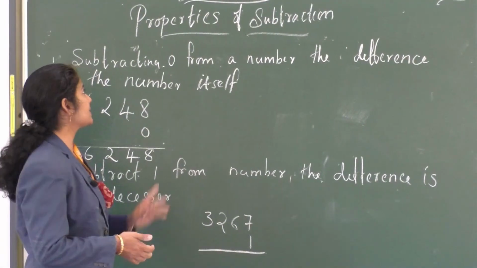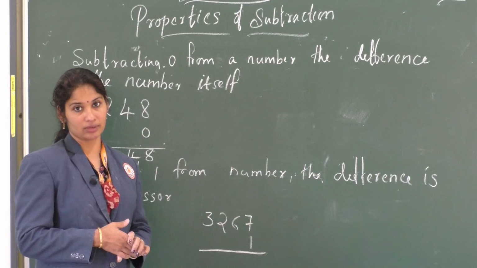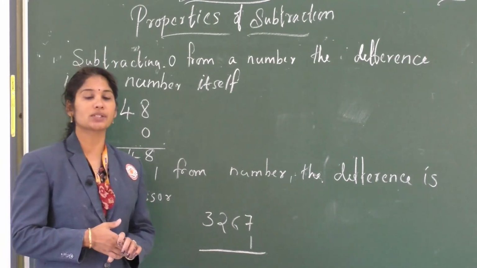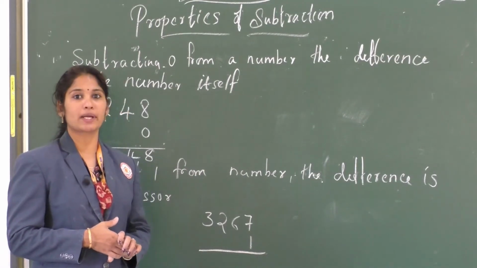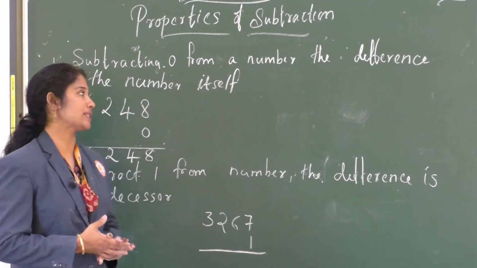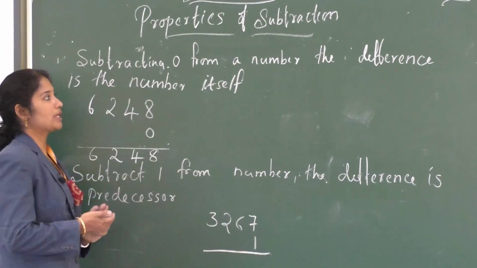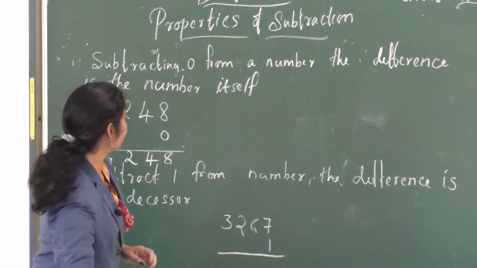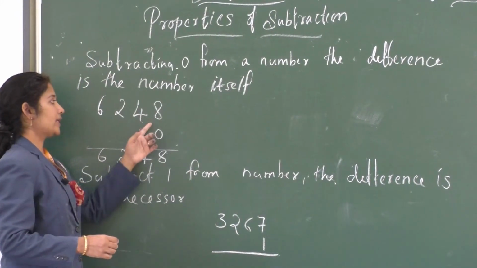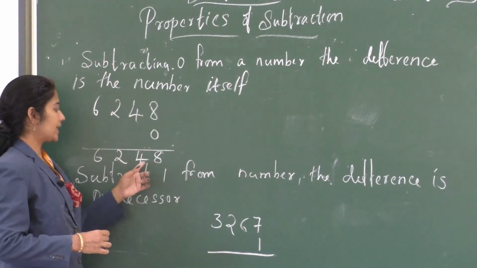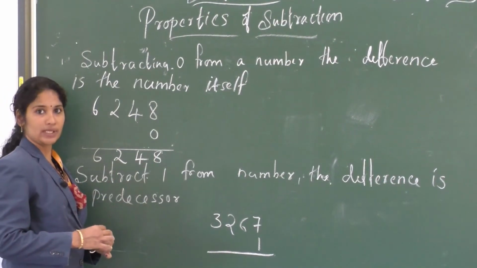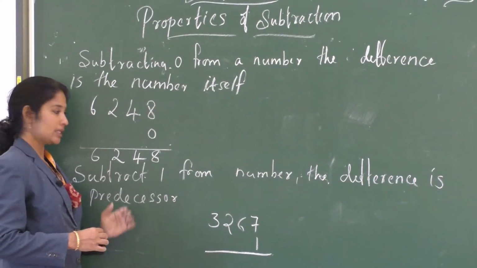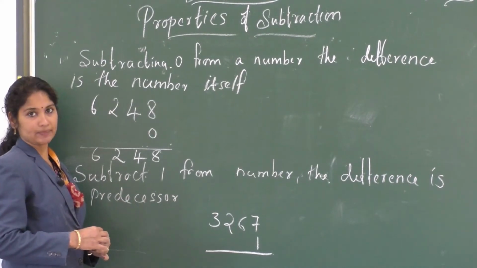Children, our next topic is properties of subtraction. 3 properties are there: subtracting 0 from a number, subtracting 1 from a number, and subtracting the same number from itself. The first one, subtracting 0 from a number, the difference is the number itself. For example, 6248 minus 0 will get 6248.